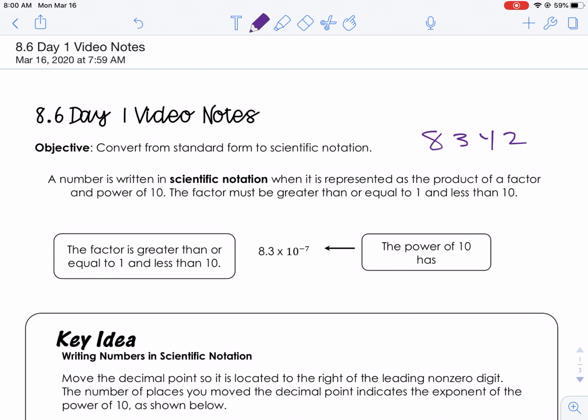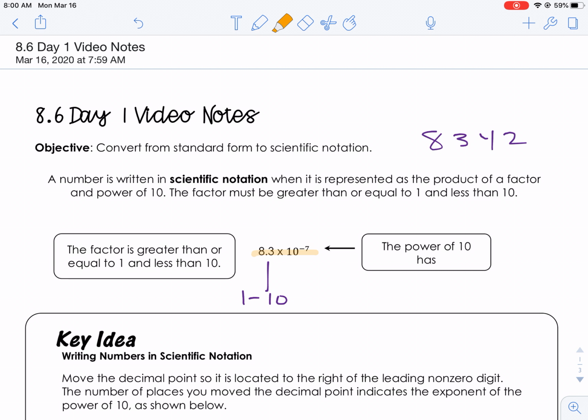and a power of 10. The factor must be greater than or equal to 1 and less than 10. So this is an example of a problem in scientific notation. It looks similar to what we had the last 2 days, except we can have more than one digit. So this number here needs to be between 1 and 10, and then you're going to have some kind of power of 10. So for instance, 10 to the negative second. Okay. So this form is called scientific notation.